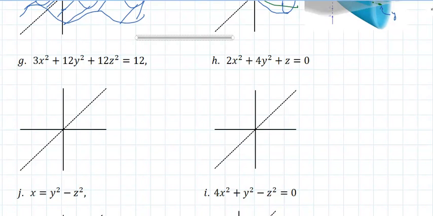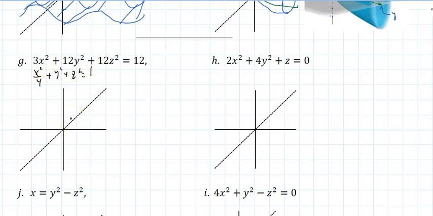This problem right here, if I really look at this, that looks like if I divide by 12, so I do normally what we do in 2 dimensions, divide by 12, set it equal to 1, x squared over 4 plus y squared plus z squared equals 1. What that means, 0, 0, 0 is not a solution. This graph doesn't pass through the origin.